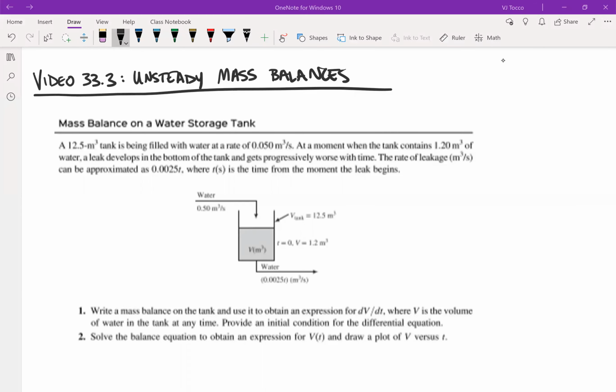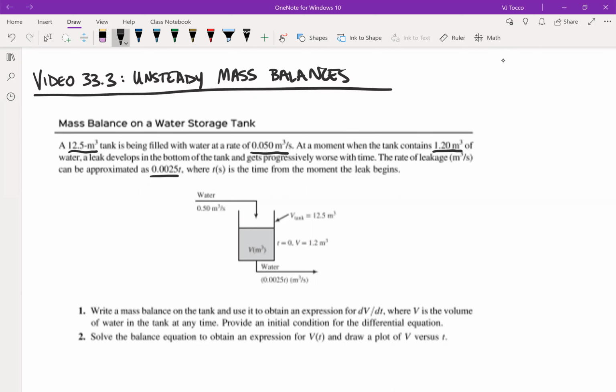In this video, I'll cover how to do an unsteady state mass balance specifically on a water storage tank. This example is given in your textbook, example 10.2-1. It says a 12.5 meter cubed tank is being filled with water at a volumetric flow rate. At a moment when the tank contains 1.2 meters cubed of water, a leak develops in the bottom of the tank and gets progressively worse with time. The rate of leakage can be approximated as this, where time is the time from the moment the leak begins.